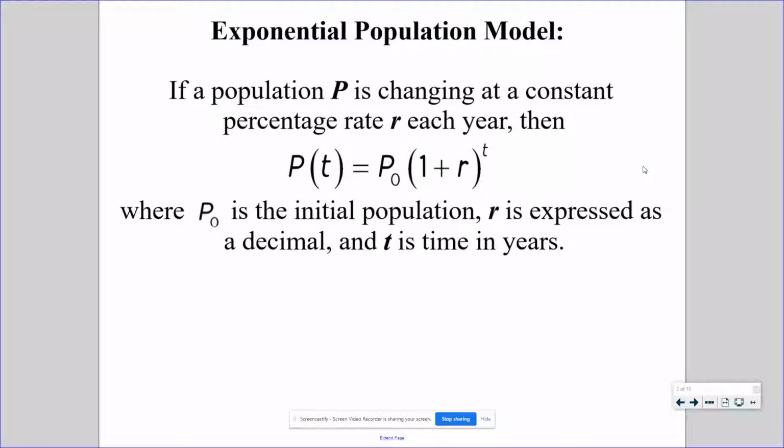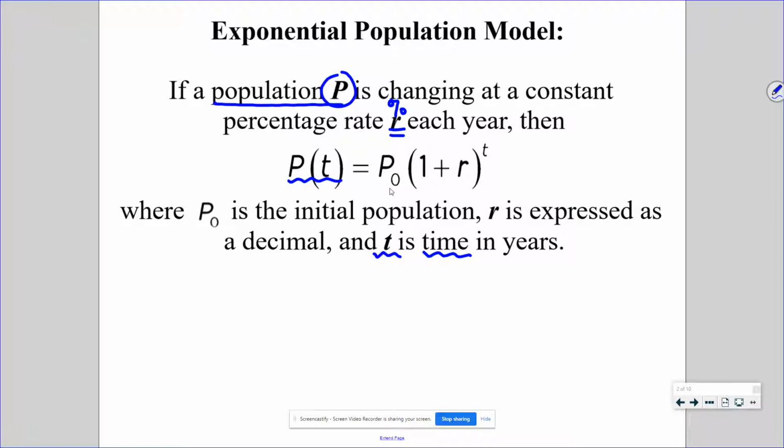But this is for an exponential growth. So let's say a population is called P, the letter P. If it's changing at a constant percentage rate, and the percentage rate we're going to call R, then we're going to use this formula to model that population at any given time. Again, T is going to represent the time of whatever the scenario may be. In this formula, P of T will equal the population at some set time.